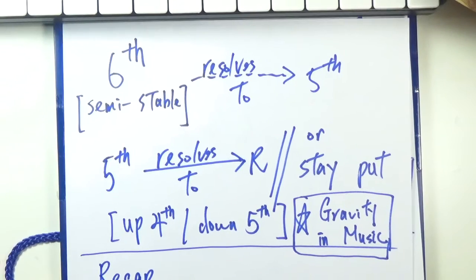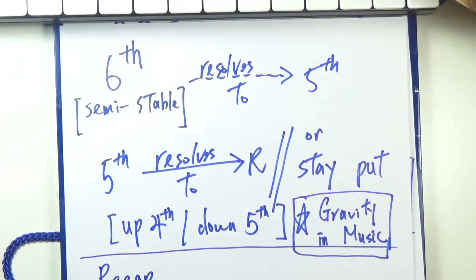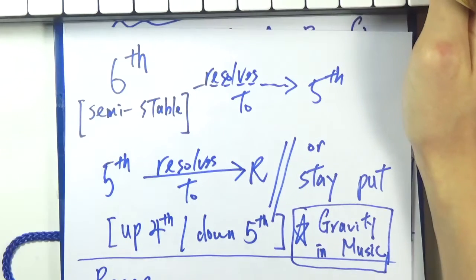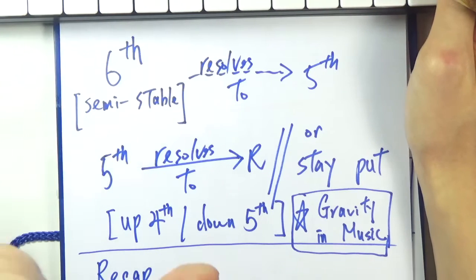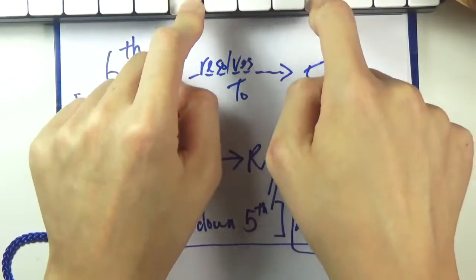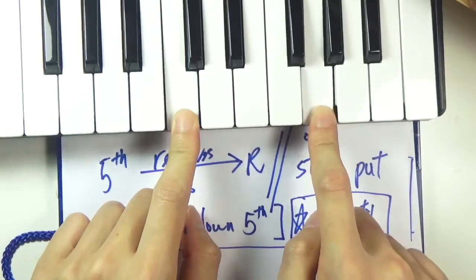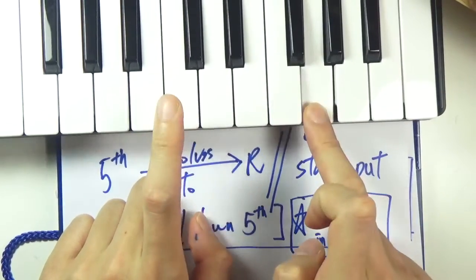Okay, finally, we got our 5th here. So you might be thinking, hey, didn't you say the 5th is a stable tone? Yes, I did. But interestingly, we can also resolve that to the root. And so do, so is really stable. Though, we can also do that.